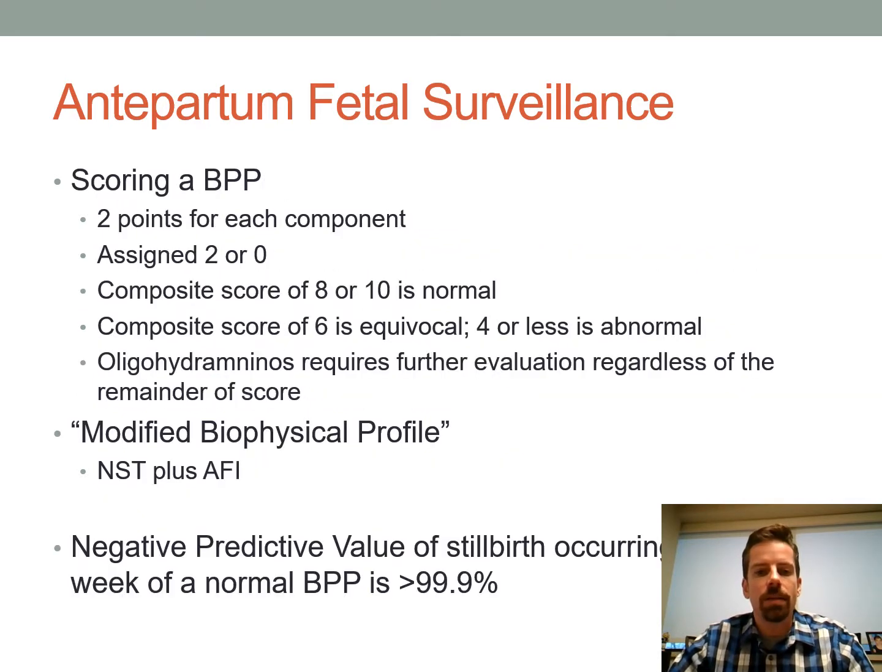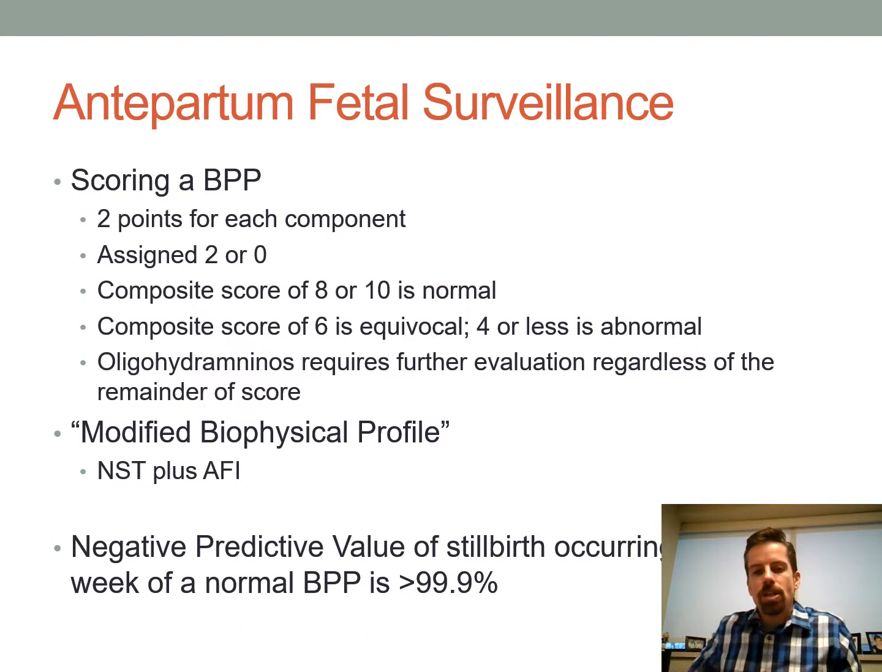Scoring a BPP, like I said, 2 points for each component. A composite score of 8 out of 8 or 10 out of 10 is normal. A composite score of 6 out of 8 on the imaging is equivocal. 4 or less is abnormal.